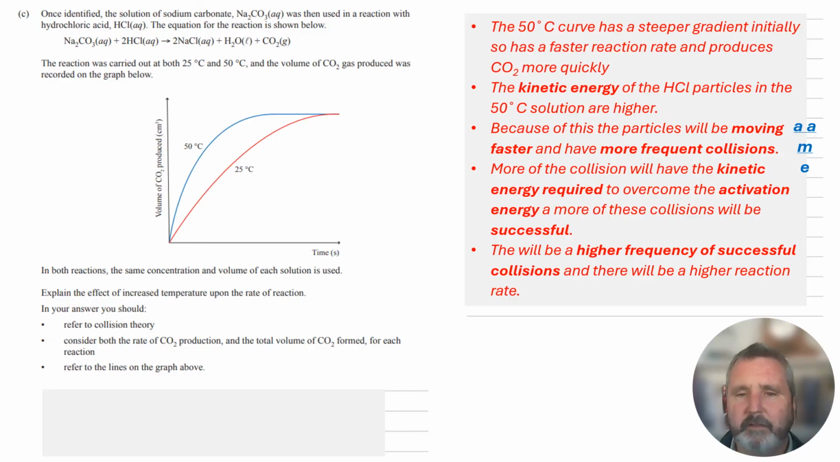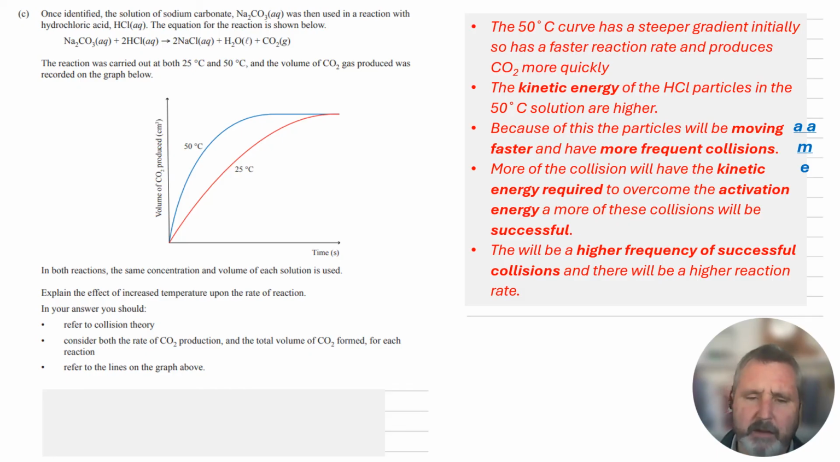If I link the frequency of the collisions to the steepness of the line, or increased kinetic energy of the particles, or increased collisions exceeding activation energy, so any of these points from the first, the third, or the fourth, then I go and get my merit. Excellence: I need to fully explain everything with the graph. So I need to make sure I write the last one in here.